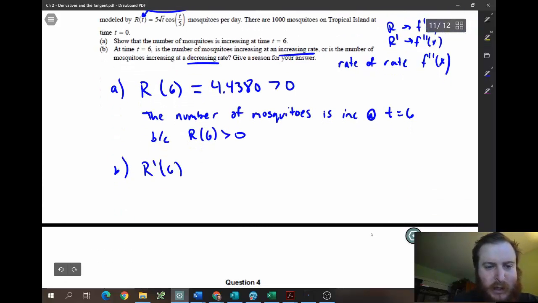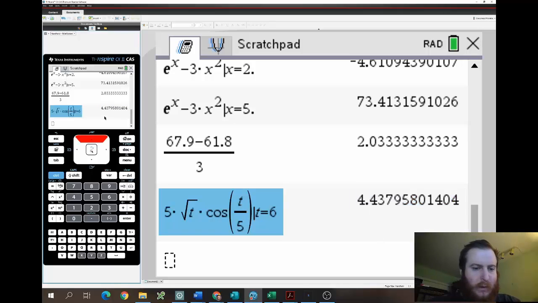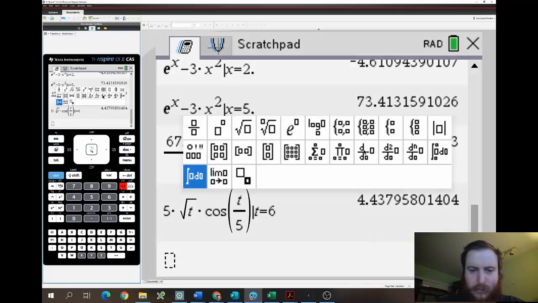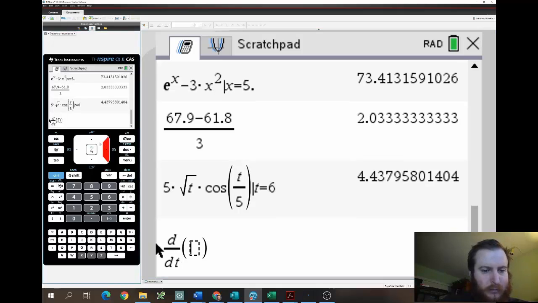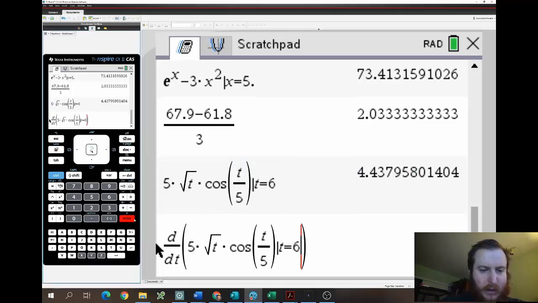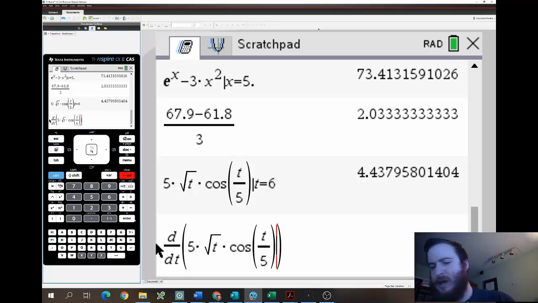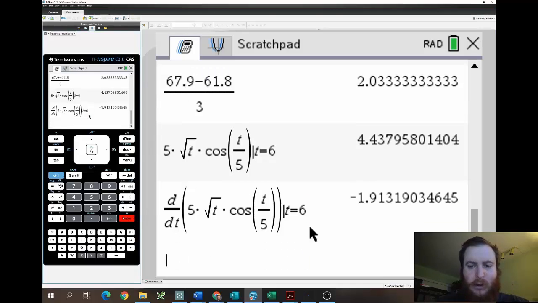So R prime of 6, come back up here. And actually first we're going to take the derivative with respect to time. And then we can come up here and hit enter. Now you want to get rid of the at times 6 inside. We need to put that outside. So the at times 6 always needs to go outside. Otherwise it'll just give you 0, and that's wrong. So at times 6 goes outside our derivative, and we get negative 1.9132.